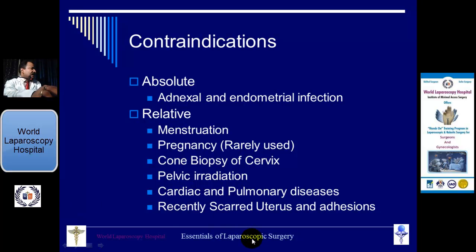Then a recently scarred uterus and adhesions. If the patient already has a recently scarred uterus and adhesions, in those situations also hysteroscopy should be avoided. Why? Suppose someone has had an MTP and that patient came to you, and you think that you should do hysteroscopy, and it will perforate, then all the fluid will enter the abdominal cavity and there may be peritonitis. So at least a 6 week interval should be given between the two procedures.